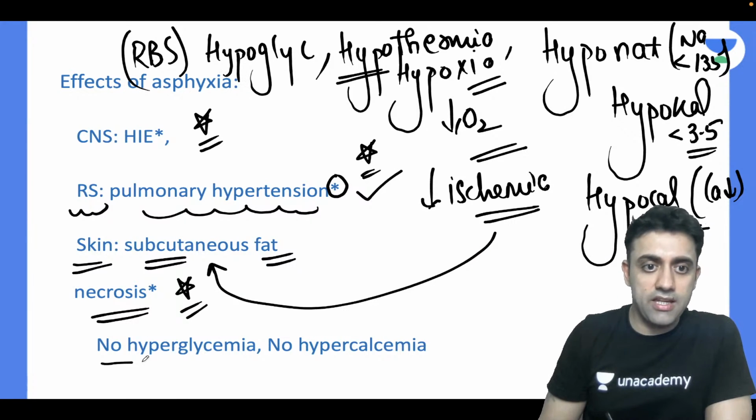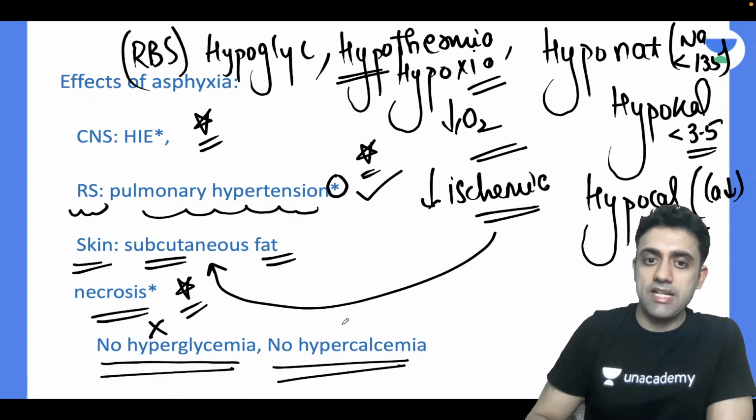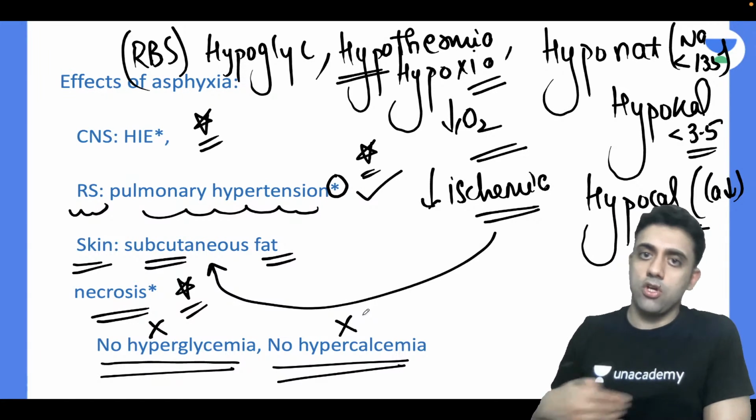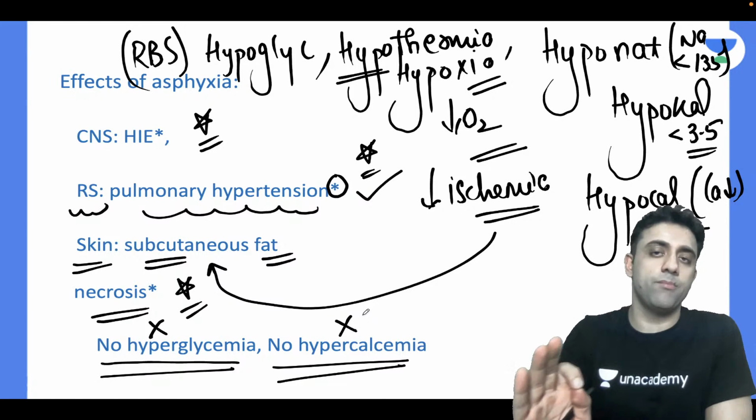Can HIE cause hyperglycemia? The answer is no. Can HIE cause hypercalcemia? The answer is no. Everything is down, reflexes are down, all the metabolites, electrolytes, everything will be down. It is as simple as that.